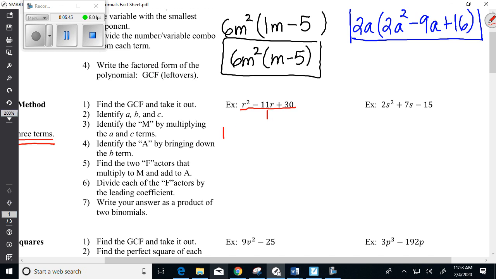But if you take out a 1, that doesn't change anything. Taking out the number 1 doesn't change anything. So you're stuck where you are. Identify your a, b, and c. So a is 1, b is negative 11, c is positive 30.